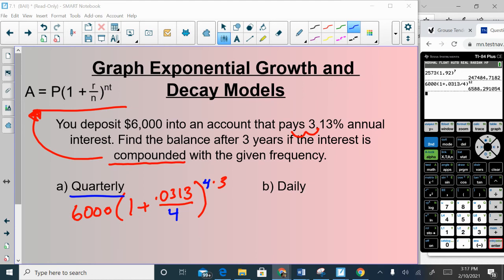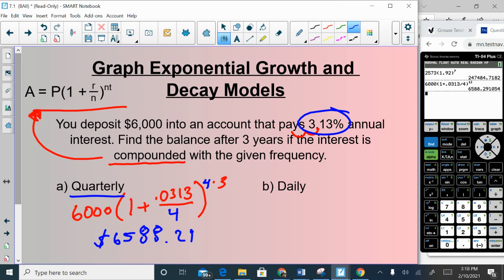So if I type that in, this is obviously going to be a money problem, 6588.29. So I started out 3 years ago with $6,000. My account paid me at this interest rate, and 3 years later, I now have $6,588.29.